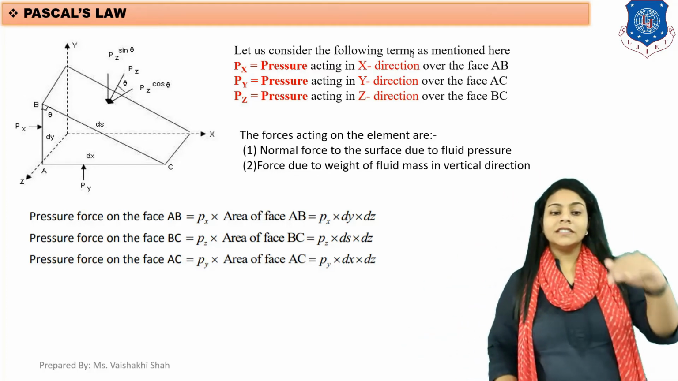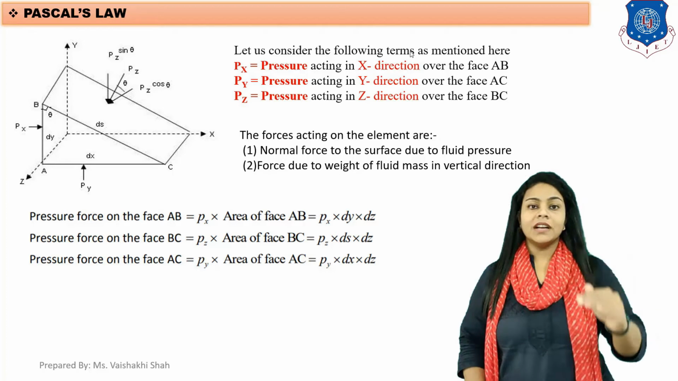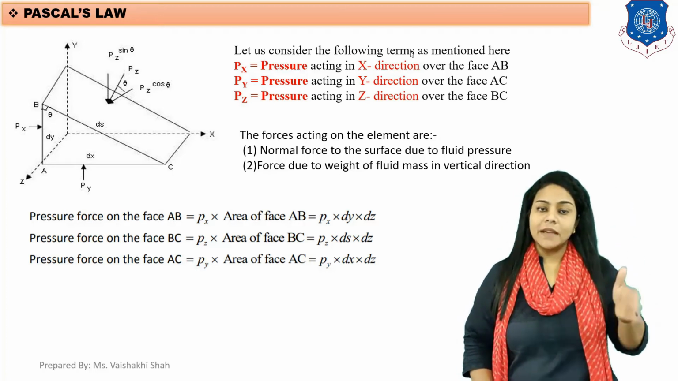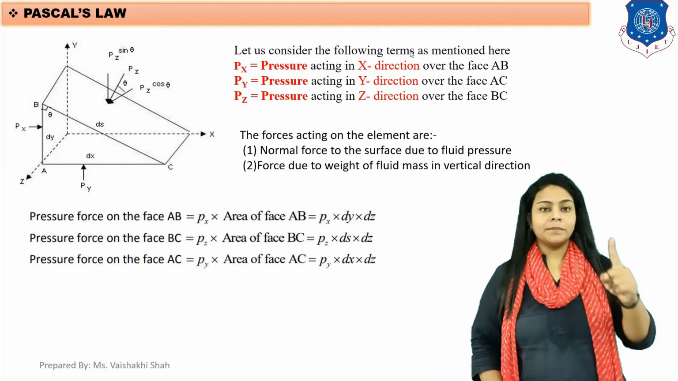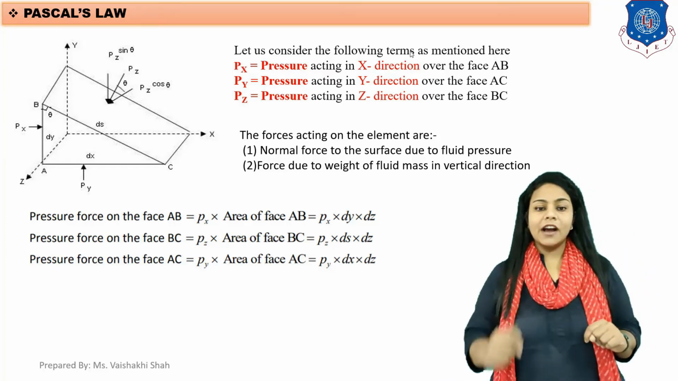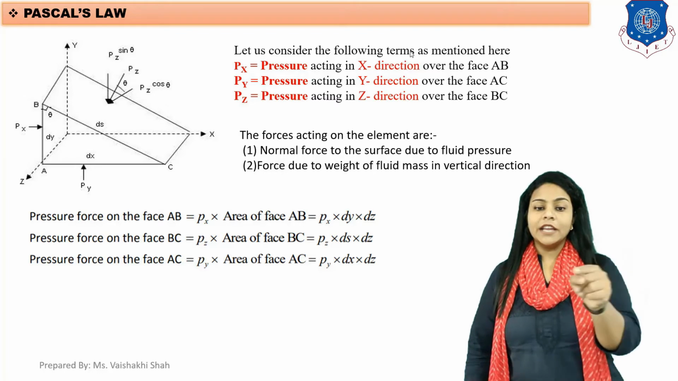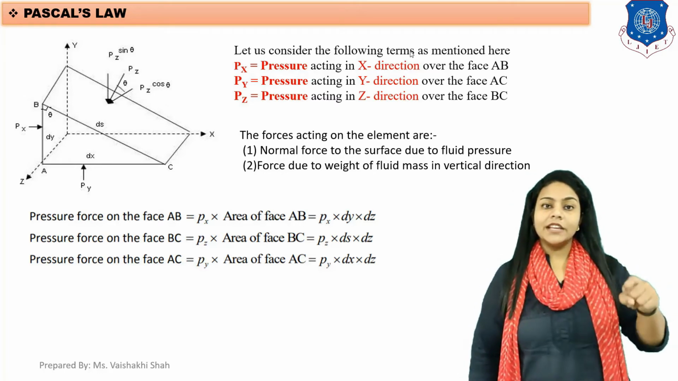So now, if we consider surface AB, then on AB surface, pressure is Px and area of AB is dy into dz.